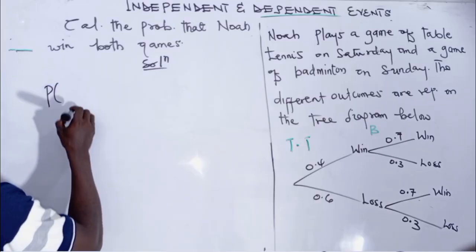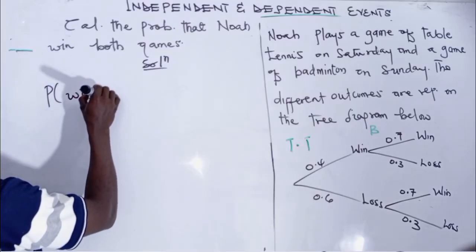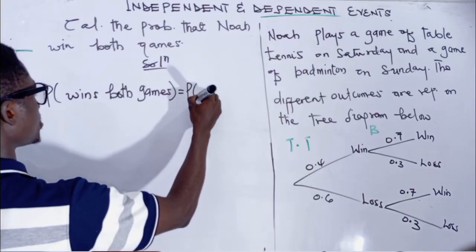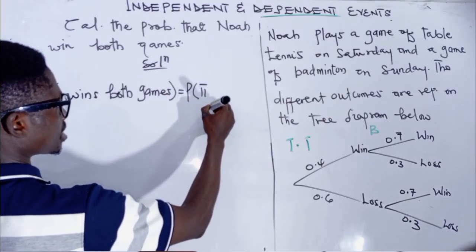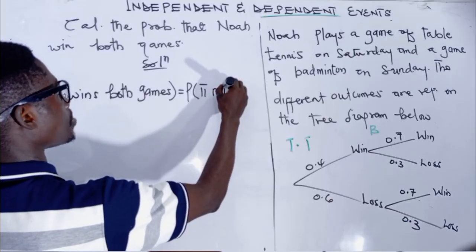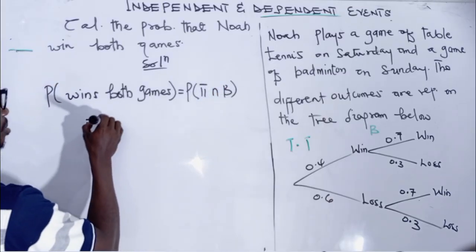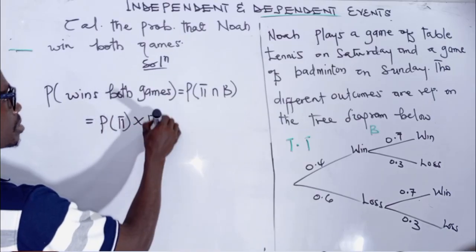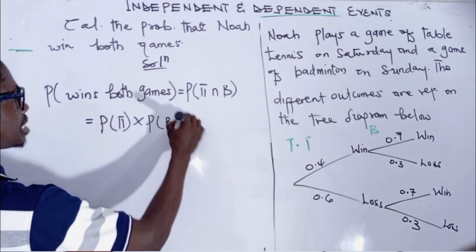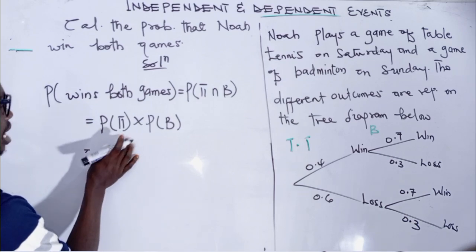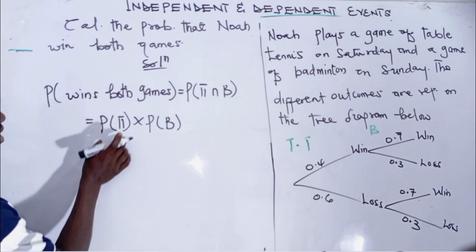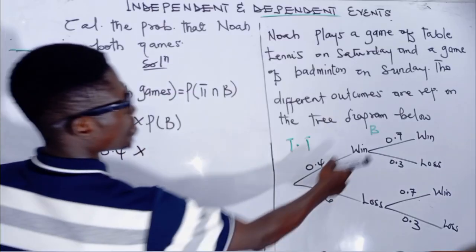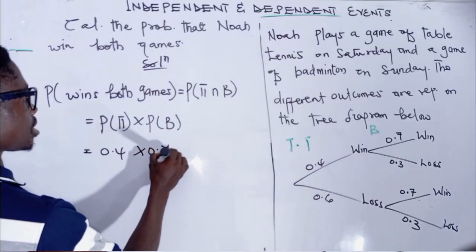So we have the probability that he wins both games, which is the same as probability of the table tennis intersection the badminton. And we can write this as the probability that he wins the table tennis multiplied by the probability of winning the badminton. So we just have to plug in their respective probabilities. Winning the table tennis, we have 0.4. Winning the badminton, we have 0.7.